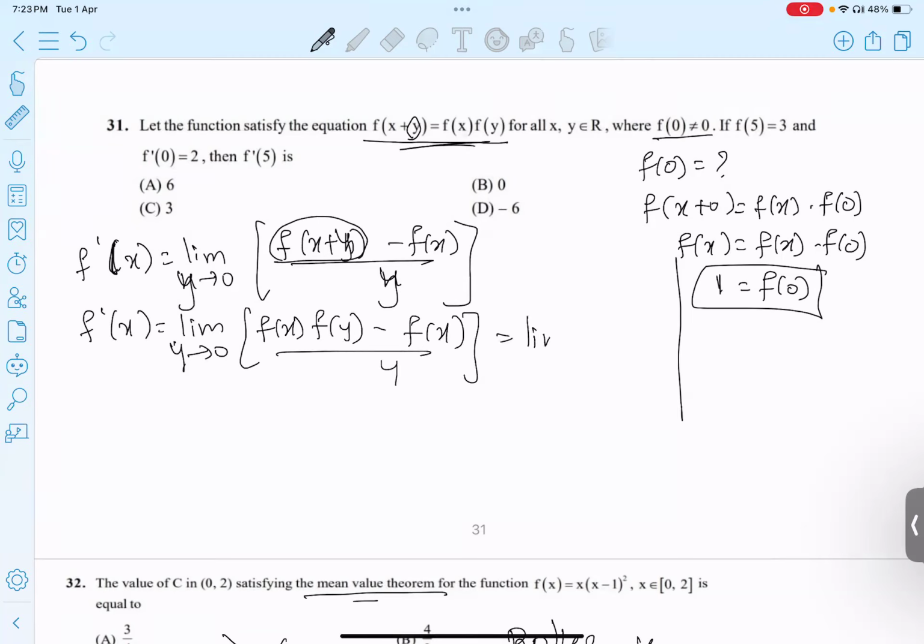So what is common in the numerator? f of x is common. So what are the remaining terms then? The remaining terms are f of y minus 1 by y. Okay.